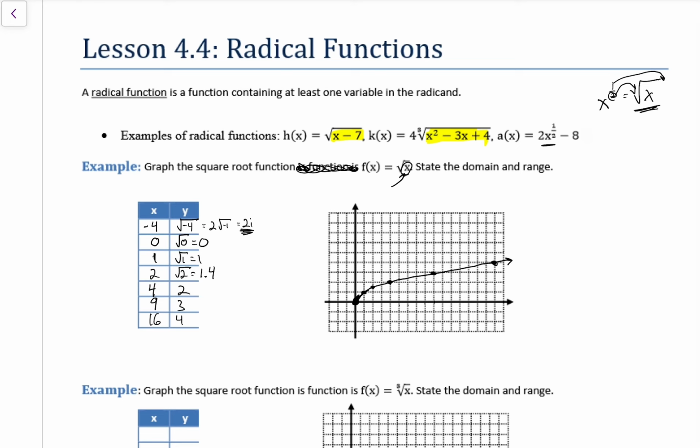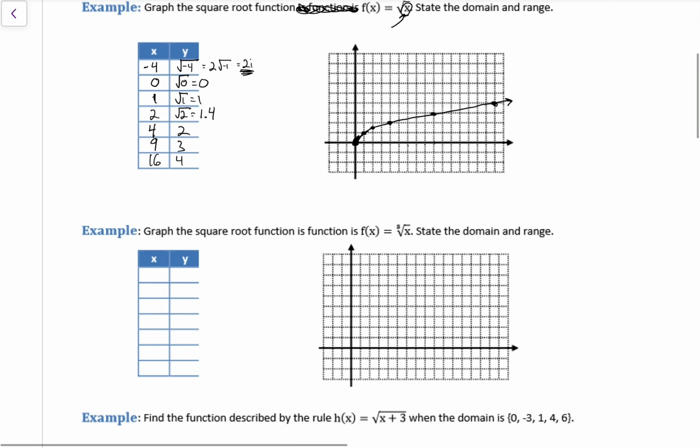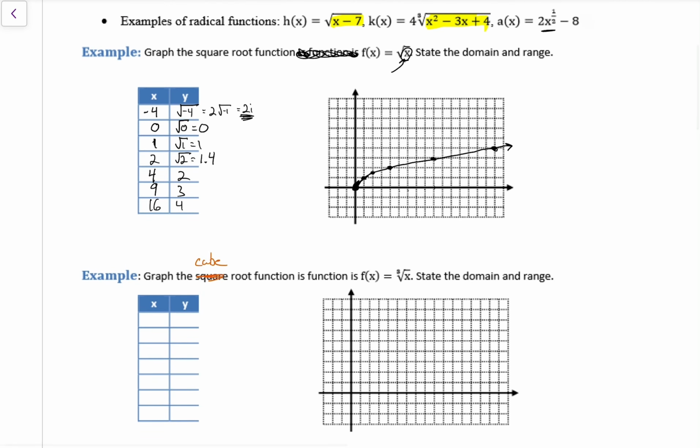Now that might look a little bit familiar. We have another shape that kind of looks like that, which we'll discuss a little bit later. Let's go to the next one, which I'm noticing as I go along, there's definitely some typos in here. Graph this is not the square root function anymore, this is the cube root function. And I actually have to go back because we were asked to state the domain and range, which is a really important part of this question. The domain, well, we could not use negative numbers.